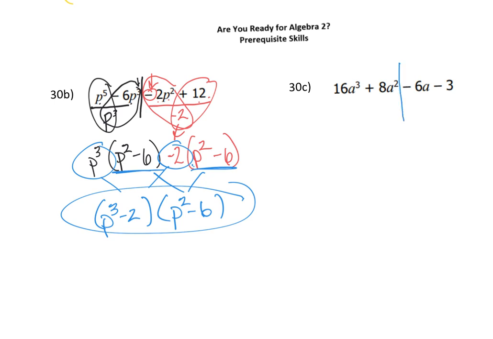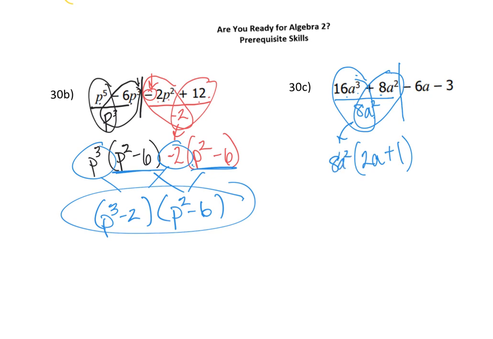Next: 16a cubed plus 8a squared minus 6a minus 3. Cut it in half. Looking at my first grouping, what's my GCF of 16a cubed and 8a squared? Does 8 go into 16? It does. So that's the numerical part of our GCF. 3a's and 2a's, we can take out 2. So 16 divided by 8 is 2. 3a's take away 2a's is 1a. 8a squared divided by its own exact self, anything divided by itself is always 1. Awesome, we know that. And put 8a squared on the outside.